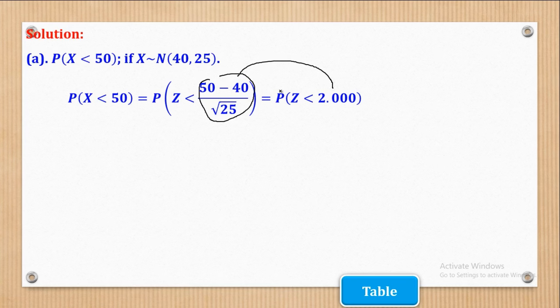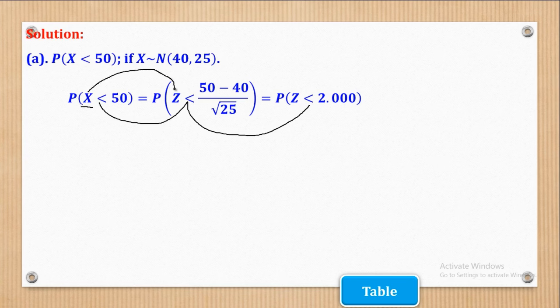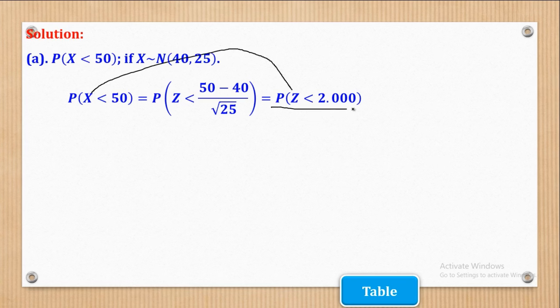2.000. What you should realize is that the inequality sign is maintained. Here it was less than, here too it should be less than, and at the end it should also remain less than. So the inequality sign is maintained. It is only the random variable which changes. It was capital X here, and after standardizing it becomes capital Z. Now that we have standardized, and changed from capital X to capital Z, we can show this probability on a standard normal curve.